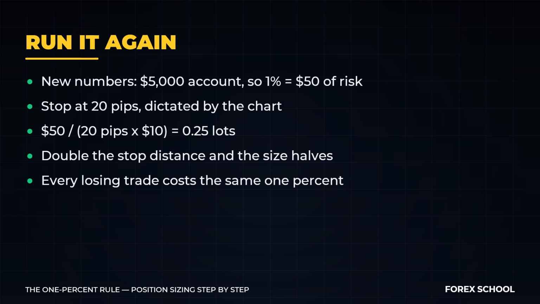Now notice the machinery working. Had the stop needed to be 40 pips instead, the size would halve to 1/8 of a lot. Wide stop, small size, tight stop, larger size, and the cost of being wrong never changes. That is the whole point of the rule, every losing trade takes the same 1% bite, so no single trade can ever hurt you.